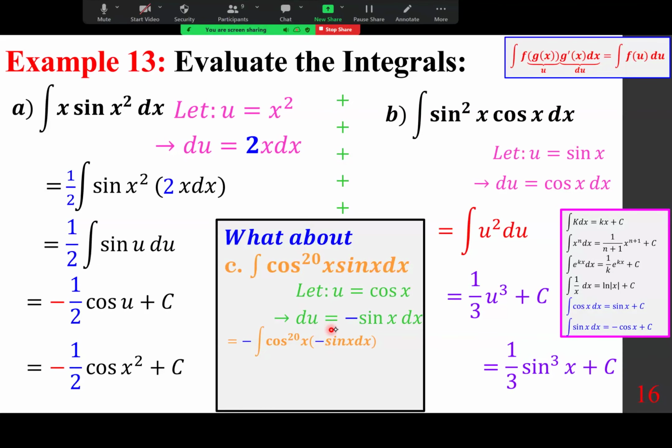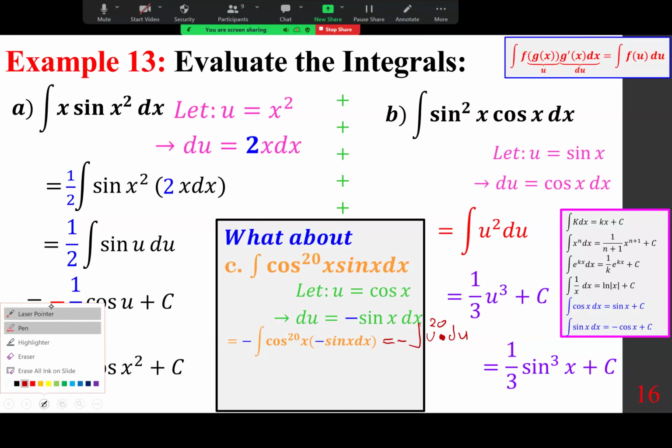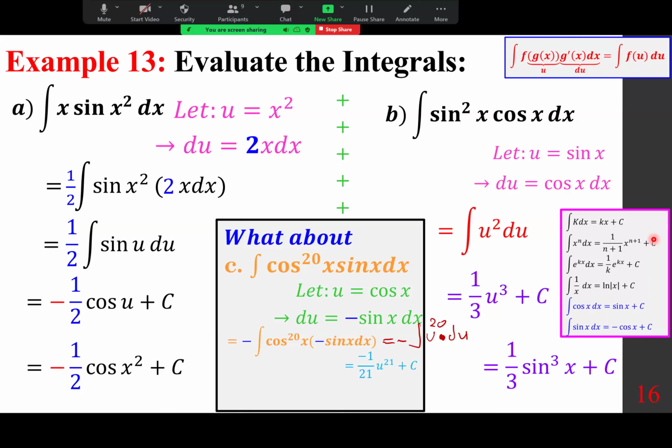And this results in minus the integral of u to the power of 20 du. Using the power rule, you get -1/21 u to the power of 21 and a constant.